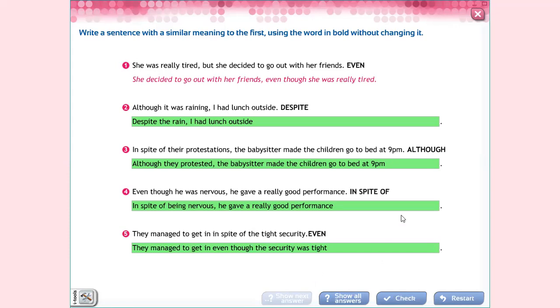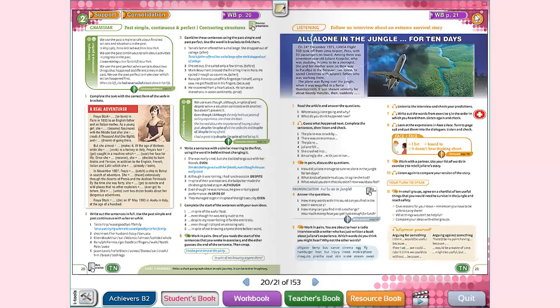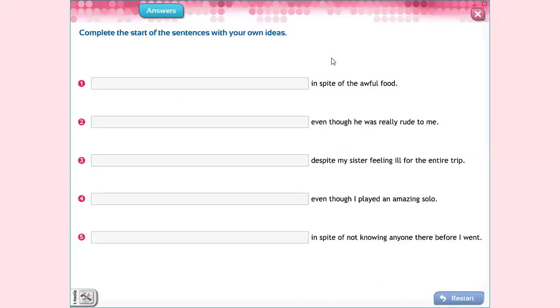Okay, yeah, take a screenshot, guys. Let's continue. Okay, let me see. This is the exercise. We're going to finish with the other one. This is complete the start at the beginning of the sentence with your own ideas, no? With your own ideas. So I'm going to take a picture right now.